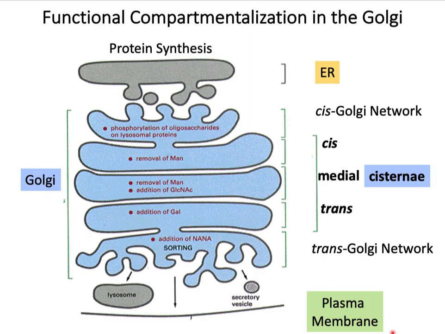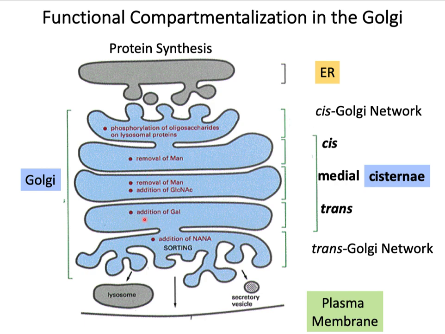So what is really interesting is that all these biochemical reactions, all of these removals of sugars and the additions of sugars, are compartmentalized in the Golgi. So only certain reactions happen in certain Golgi stacks. So you have the removal of mannose in the cis cisterna or the cis stack, addition of some sugars in the medial stack, and addition of some of the sialic acids in the very trans region of the Golgi.